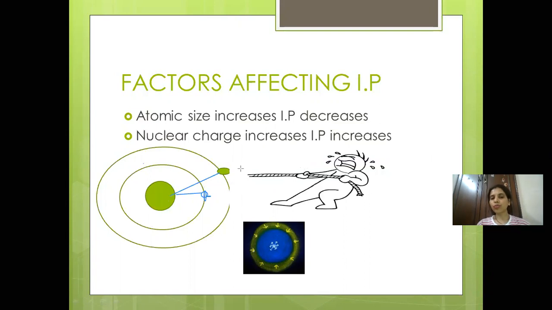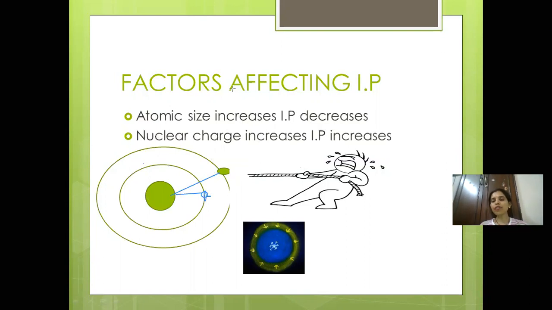So if the electron is in the first orbit, that means the atomic size is decreasing, the IP is going to be more, because more energy is required to pull that electron. But if the atomic size further increases, if one more shell is added, then the electron can be removed very easily, because the inward pull is comparatively less. So atomic size increases, IP decreases. The energy which is required to pull that electron is less.